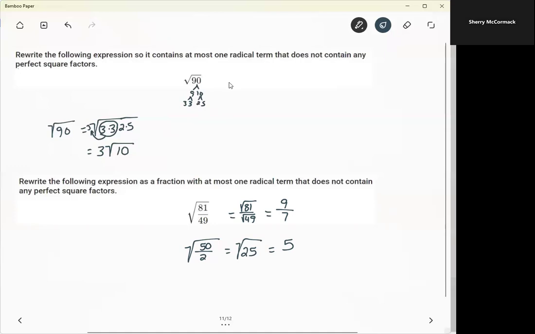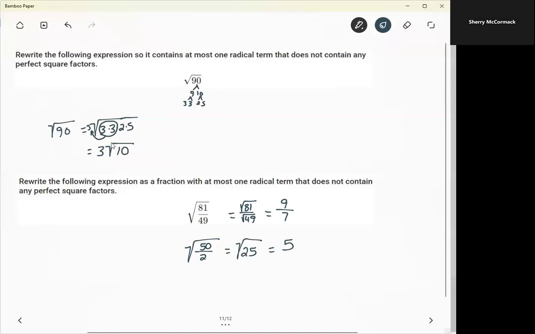So another way you can practice this and test to make sure that you're doing this correctly is take your calculator, figure out what the square root of 90 is. Figure out what that number is, then do 3 times the square root of 10. See if it works out to be the same number, okay? If it doesn't, you've probably made a mistake somewhere, okay?